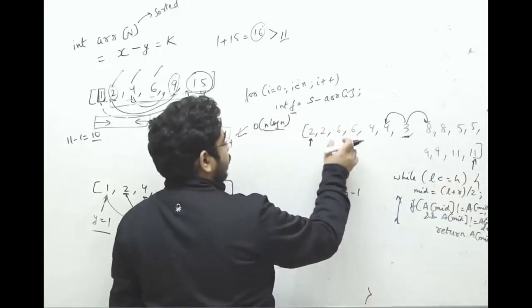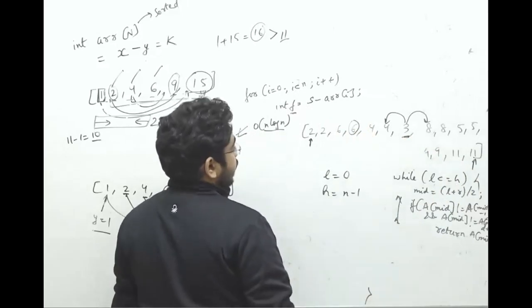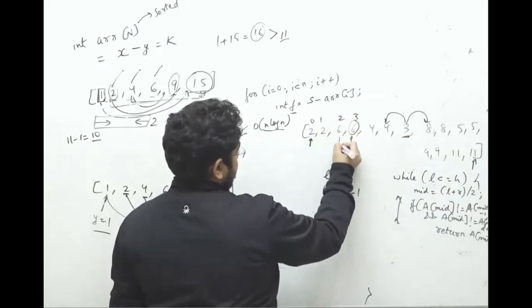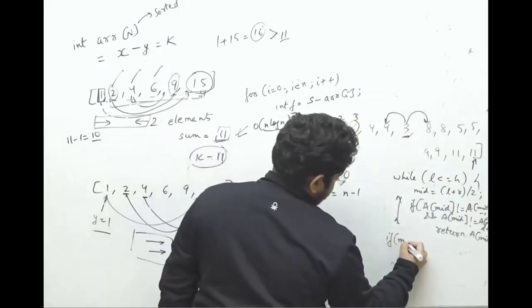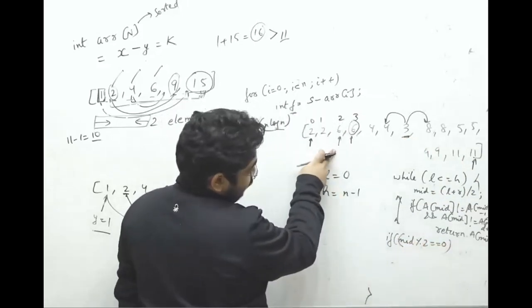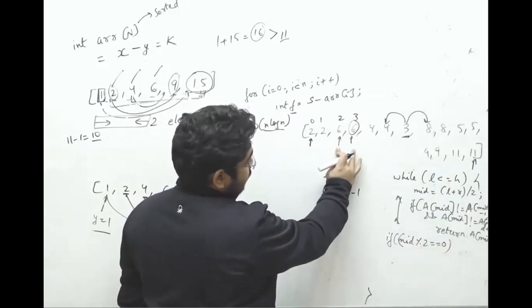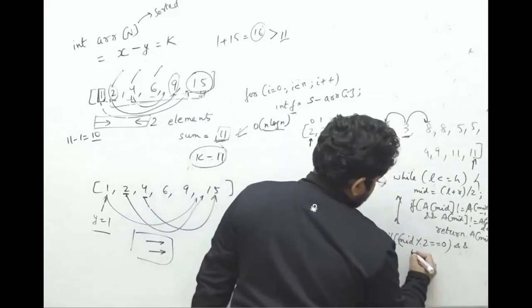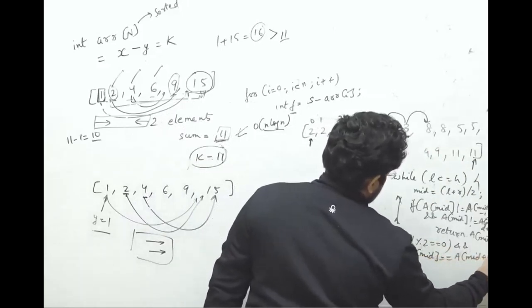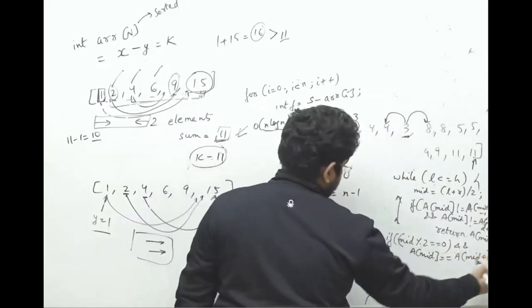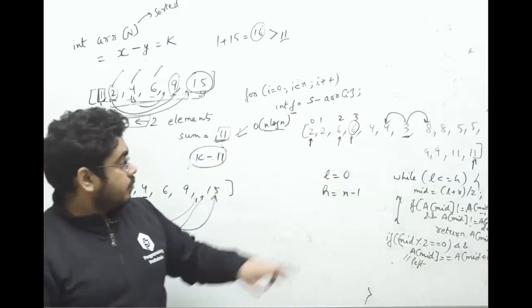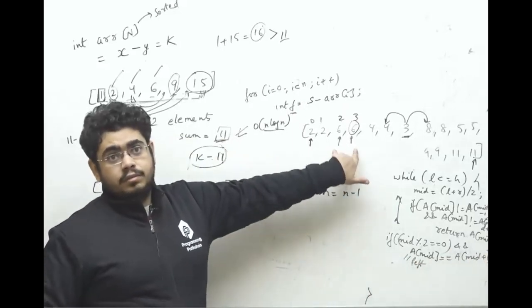So let me focus on the left side for now, to determine if we are on the left side. So if my mid is even, and mid is same as the next, A of mid is equal to A of mid plus 1, that means we are on the left. Do you agree? If mid is even and A of mid is equal to A of mid plus 1, that means we are on the left.